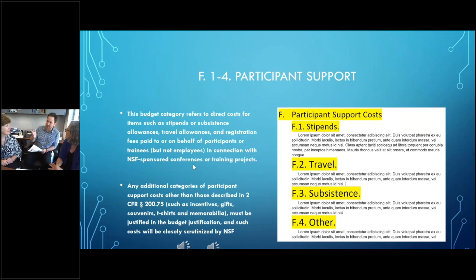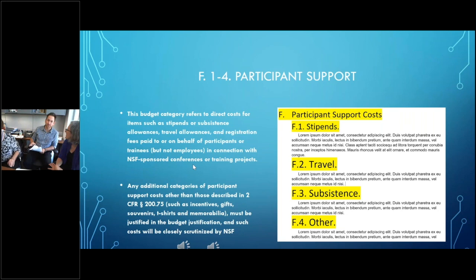broken out. And so with participant support, we have different categories. We have 4 categories underneath the overall participant support line item. F1, stipends, F2, travel, F3, subsistence, and F4, other. Now, it's up to you what your project will require out of these. Whether or not it's paying students to participate, that can go into a stipend. Whether or not they're going somewhere, it's travel. Whether or not you're feeding participants, that's subsistence. And then F4, other.